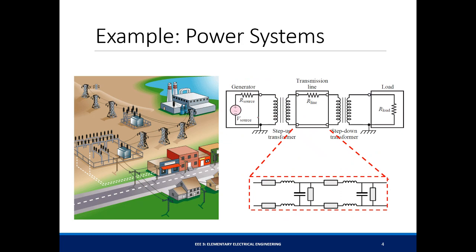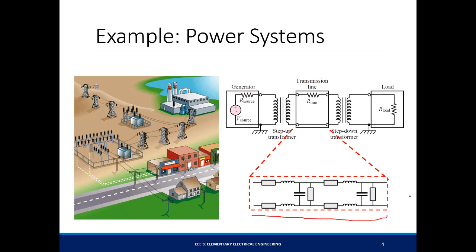So for example, this is your power system. It can be modeled by this complicated circuit right here. Don't worry about all these; this will be discussed as we go along. So this is your generator, and this is your transmission line, which can be represented by this circuit right here.